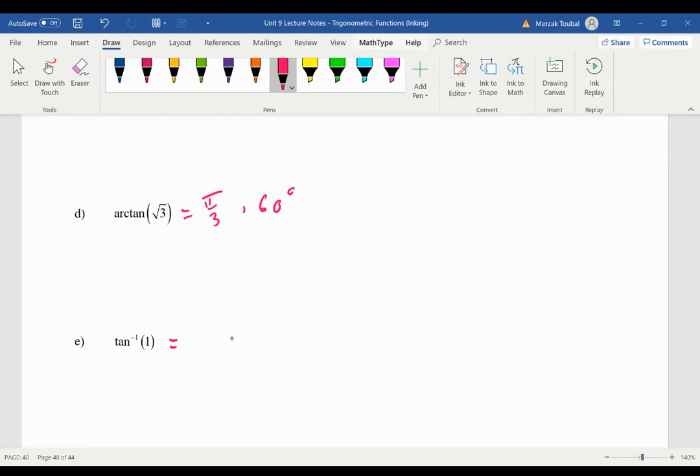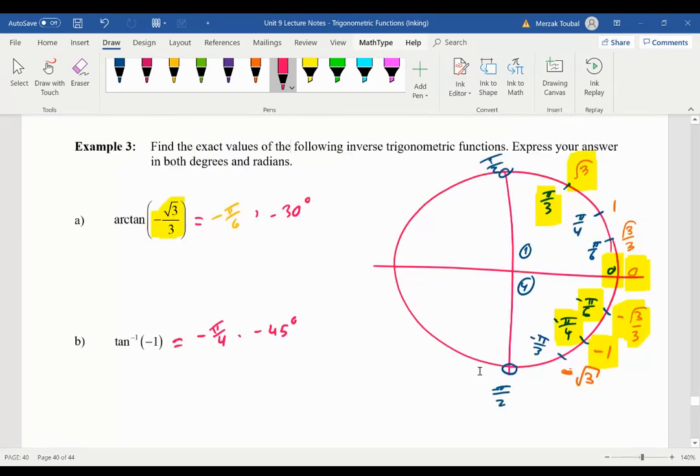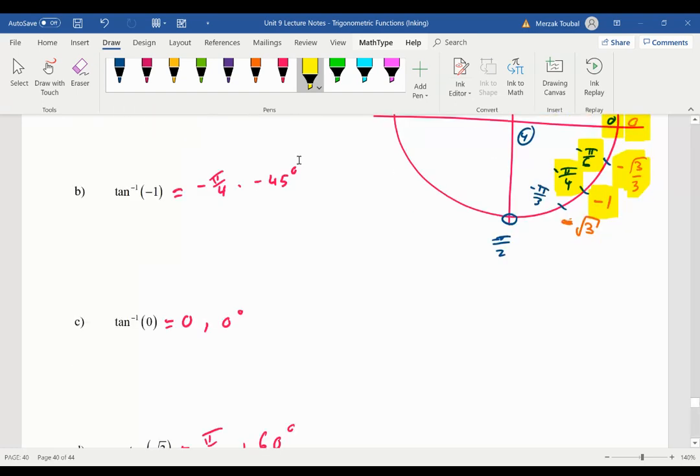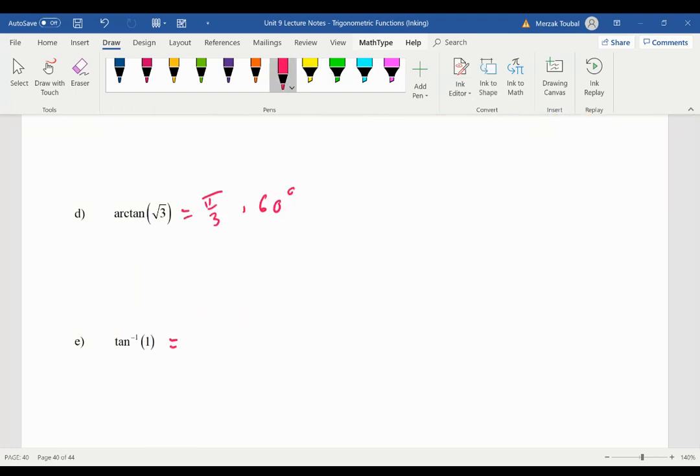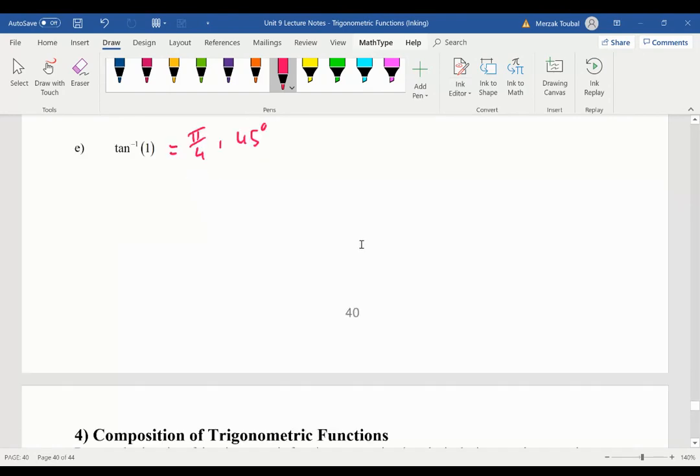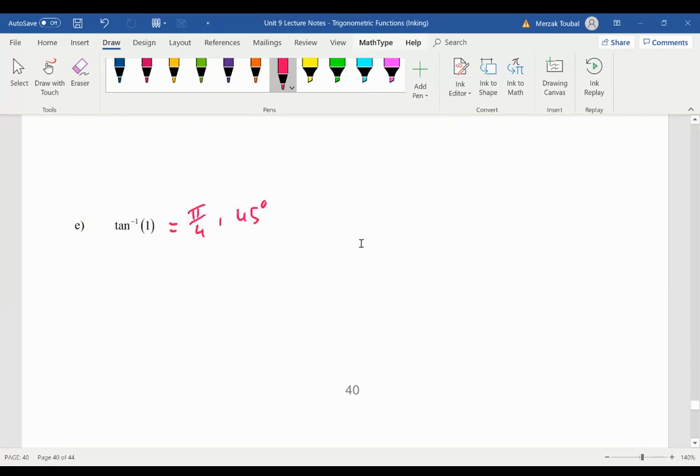And tangent inverse of 1, let's go back here. Where is the 1? It's over here. Tangent inverse of 1 is pi over 4. So this would be pi over 4 in radians, 45 in degrees. And with this, we have learned how to find the values of tangent inverse, or the angles of the tangent inverse.